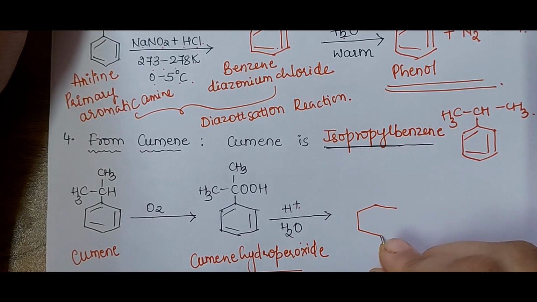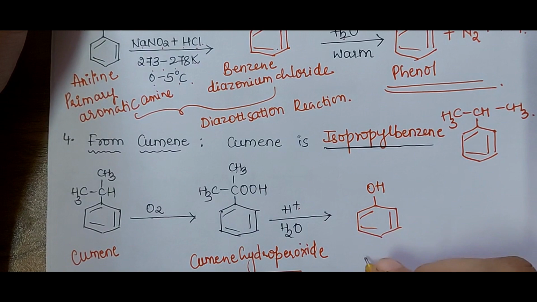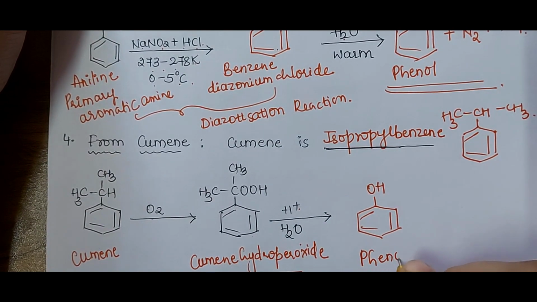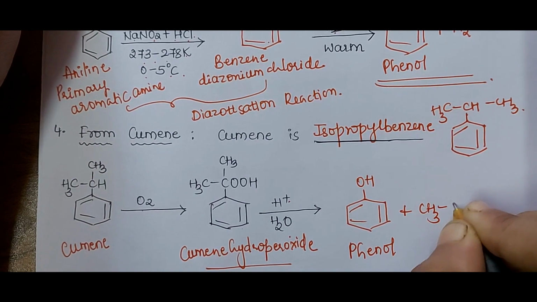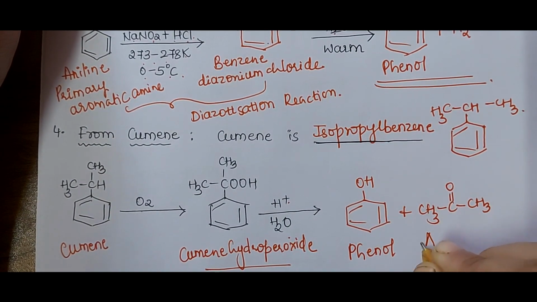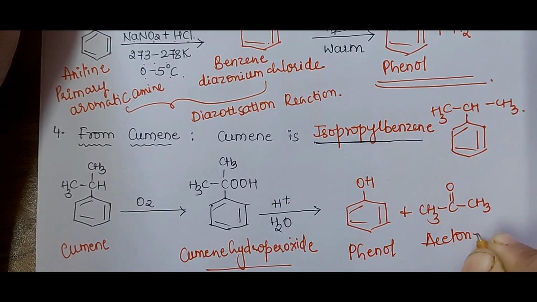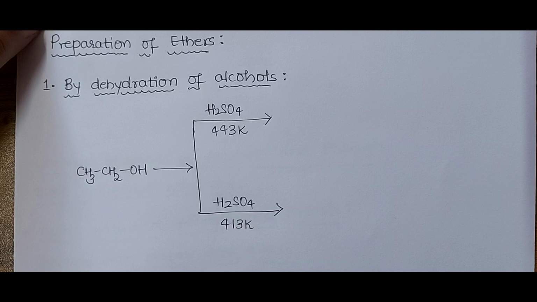Along with it, it gives a byproduct, and that byproduct is nothing but acetone, or we also call it propanone. So whenever you write the reaction, you have to represent both the products, that is phenol as well as acetone, or propanone. This reaction is important for 3 marks for your theory.